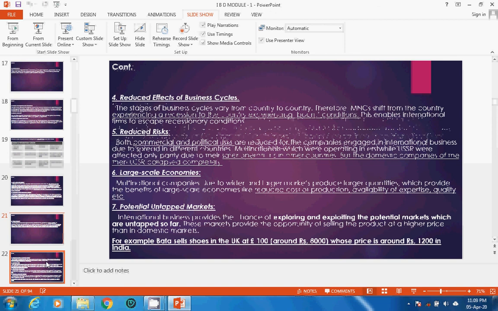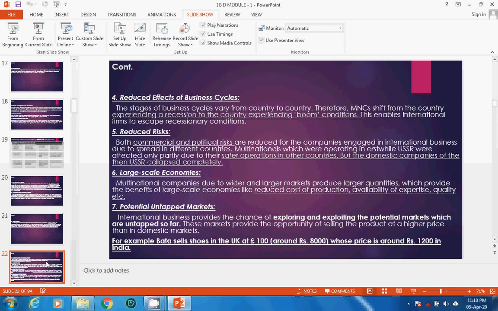Reduced effects of the business cycle. The stages of the business cycle may vary from one country to another. Therefore, MNCs shift their operations from the country where they have recession to the country where they are experiencing boom conditions. This enables the international firms to escape the recessionary conditions in some countries.